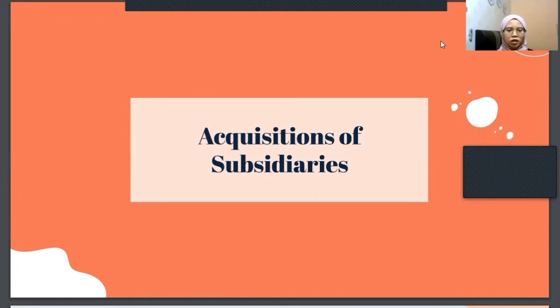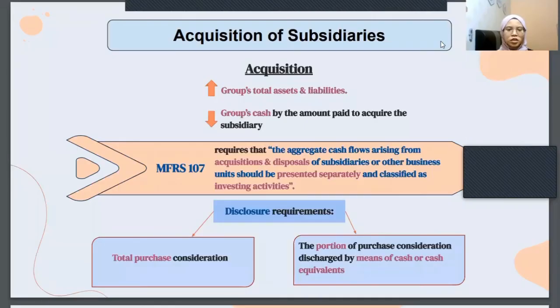I will continue on acquisition of subsidiaries. Acquisition of subsidiaries can increase group total asset and liability. It will also decrease the group cash by the amount paid to acquire the subsidiaries. Based on MFRS 107, it requires that aggregate cash flow arising from acquisition and disposal of subsidiaries or other business unit should be presented separately and classified as investing activity.